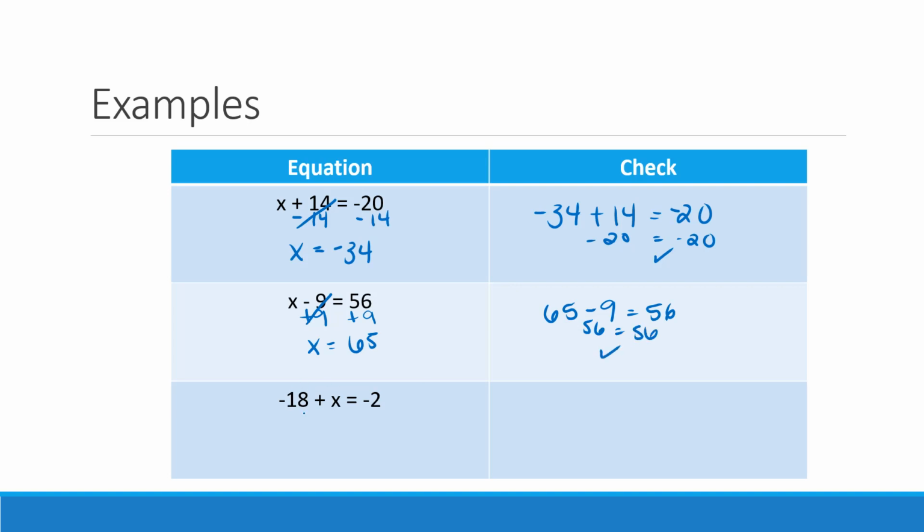Now this one, be careful. You always want to take the opposite of that number to get rid of it. So if I want to get rid of negative 18, I would add a positive 18 to both sides. That's going to get rid of it on this side. And I get x is equal to 18 plus negative 2, which is going to give me 16. Plug it back in, see does it work. Negative 18 plus 16 does give me negative 2. So this does check out.